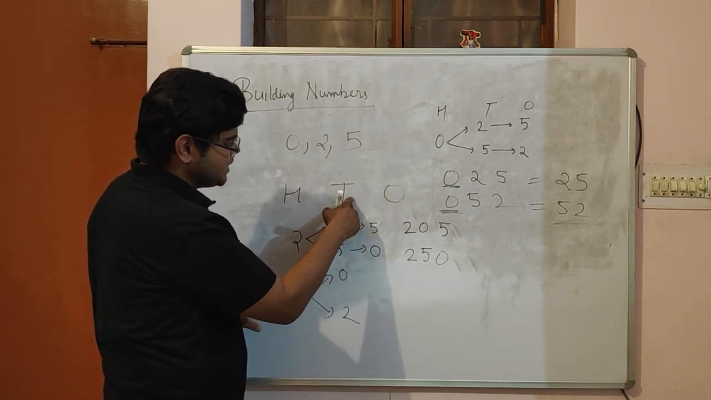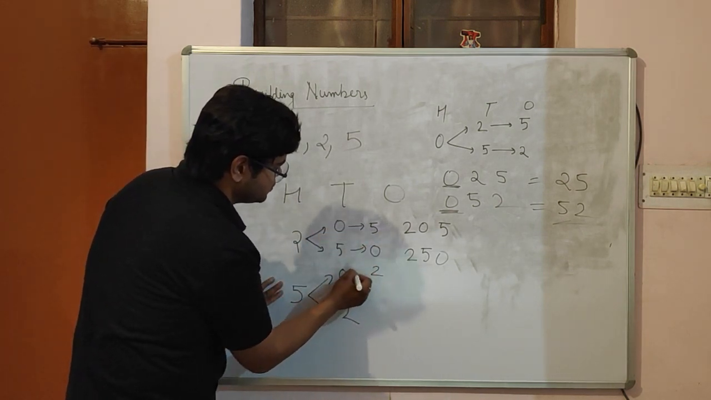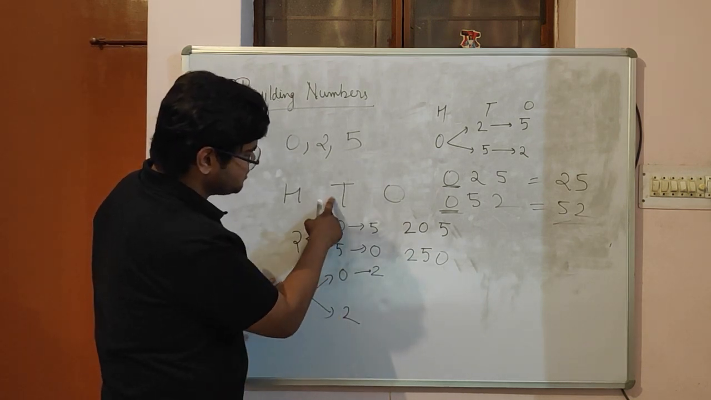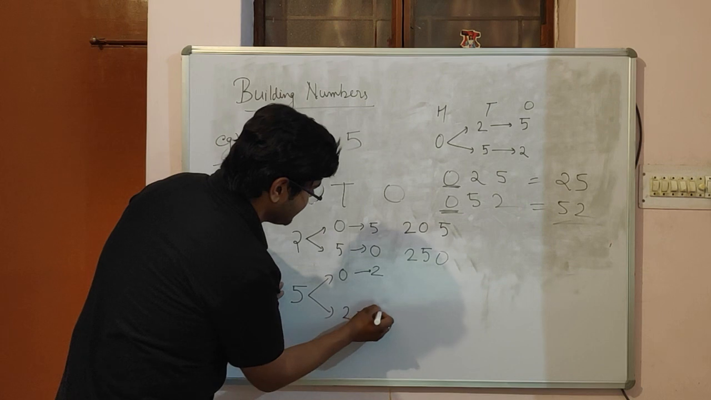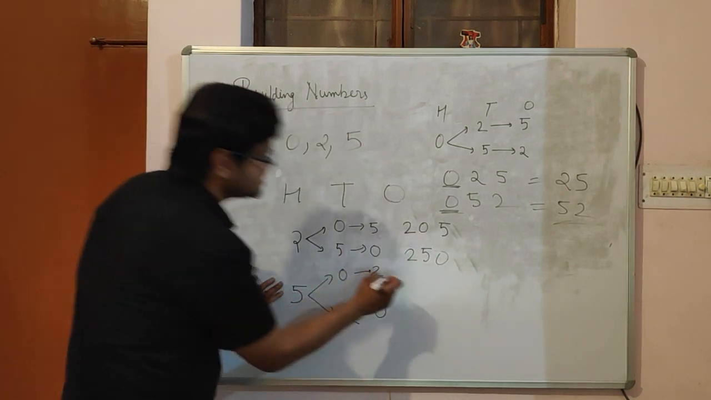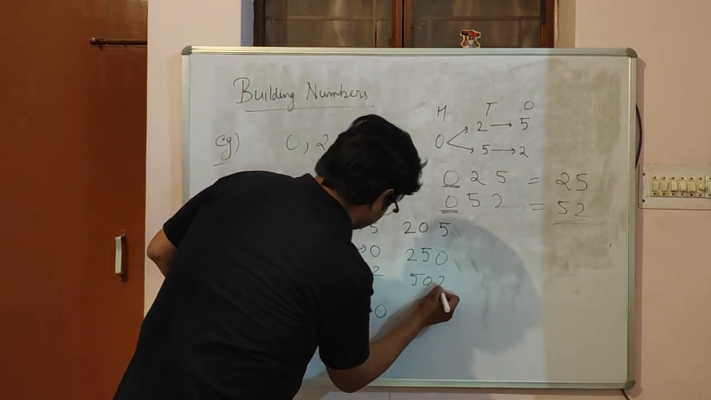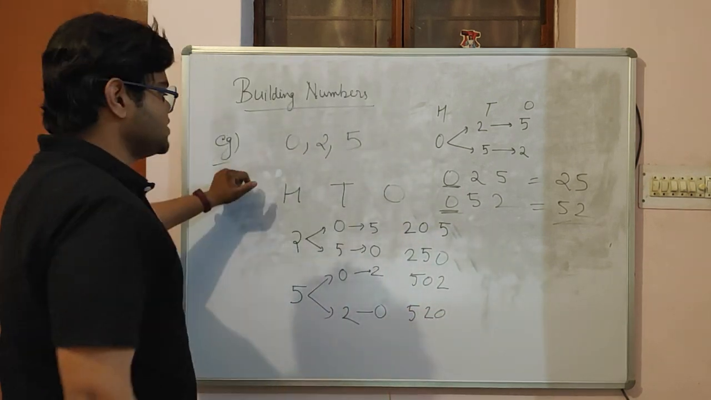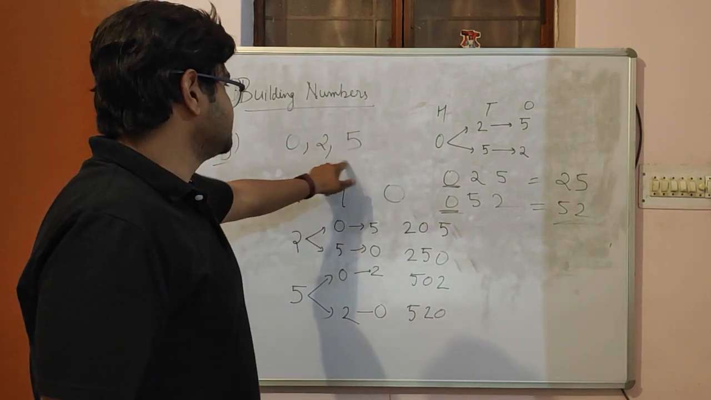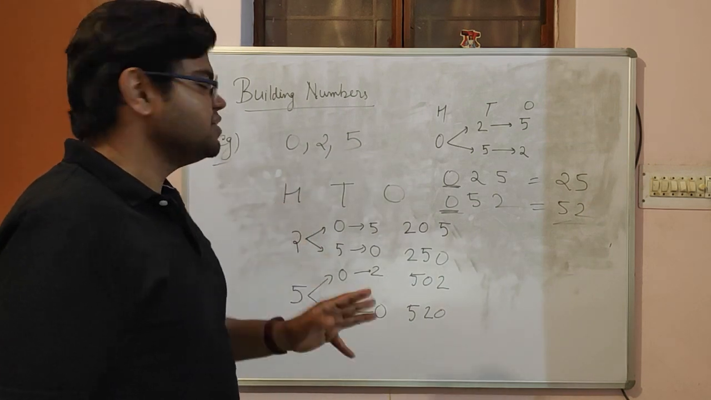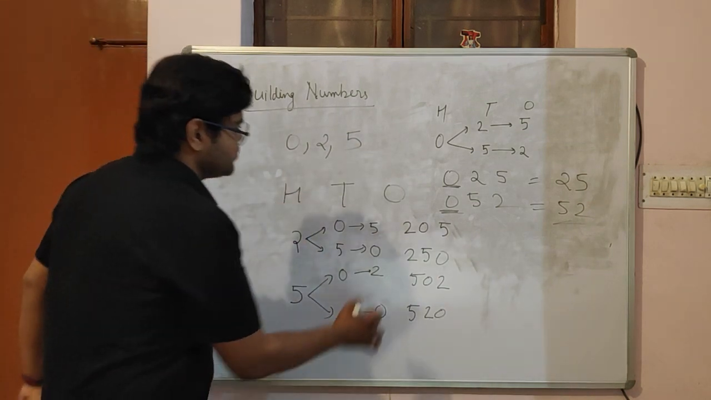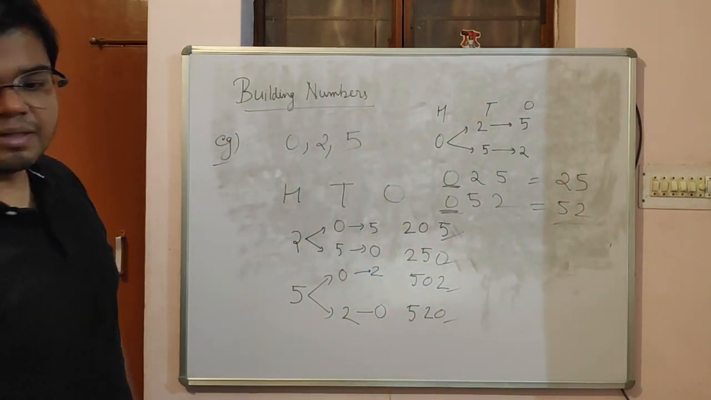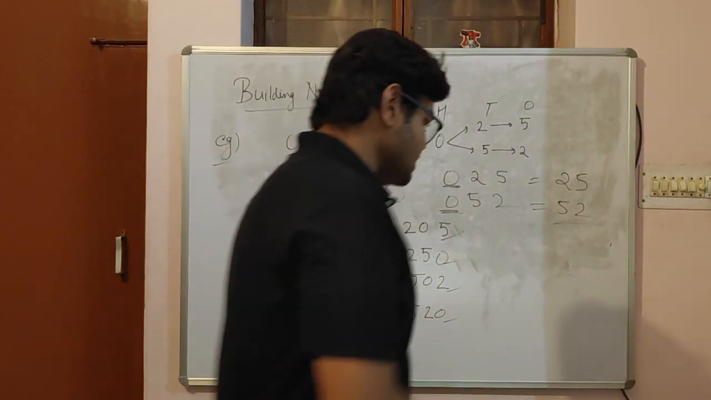Similarly, 5 is at the hundreds place, 0 is at the tens place. What are we left with? 2. And here 5 is at the hundreds place, 2 is at the tens place. So what are we left with? 0. 0 at the ones place. So the numbers are 502 and 520. So from these three digits, how many three-digit numbers were we able to write? 1, 2, 3, 4. 4 three-digit numbers we were able to write.